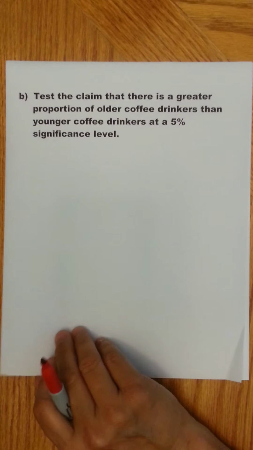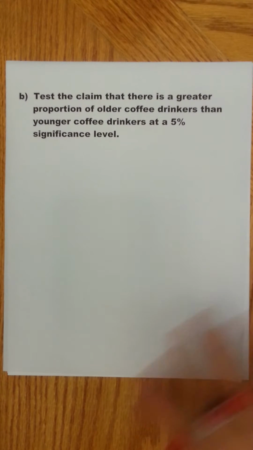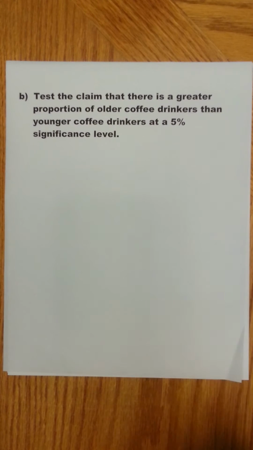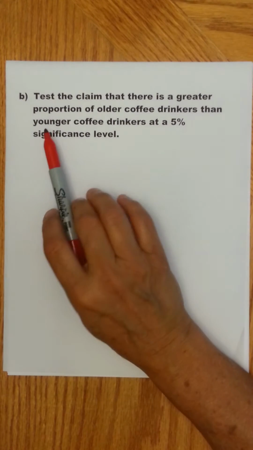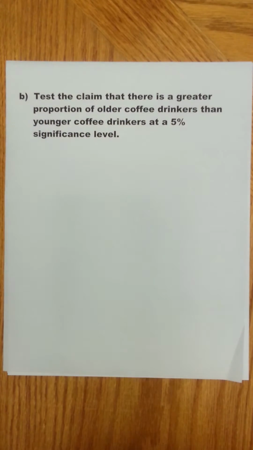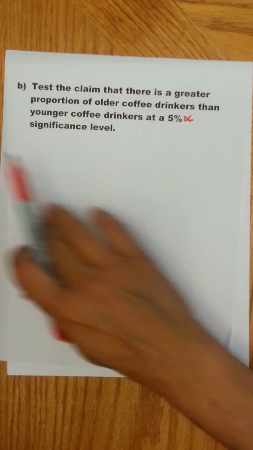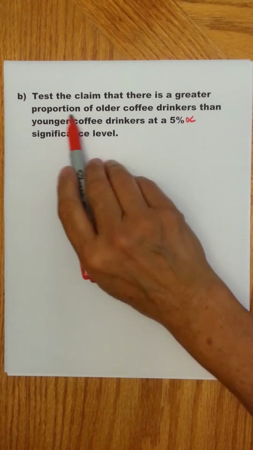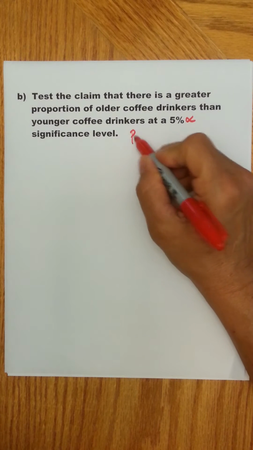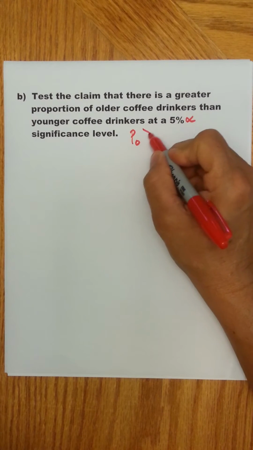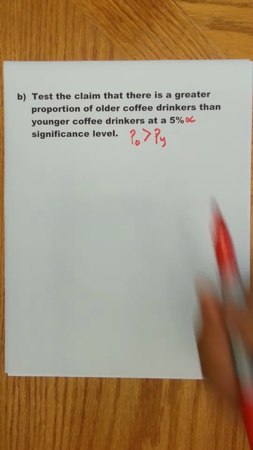And with a hypothesis test, you're asked to test the claim for the same problem so that we can see how they're similar, how the conclusions really are similar. They give you the same information. Test the claim that there's a greater proportion of older coffee drinkers than younger coffee drinkers at a 5% significance level. All right, so alpha is 5%. And they want you to test that there's a greater proportion of older coffee drinkers. So that's P_O is greater than P_Y, right?